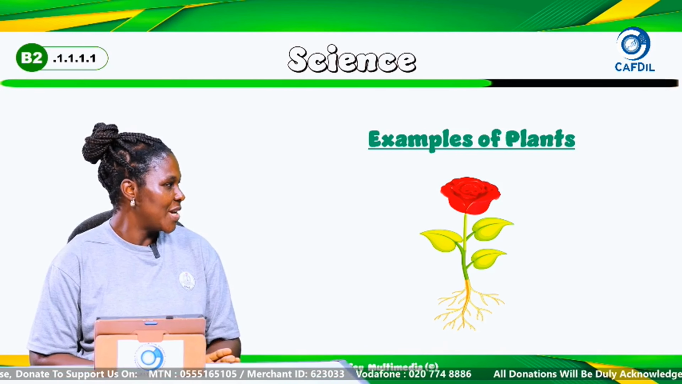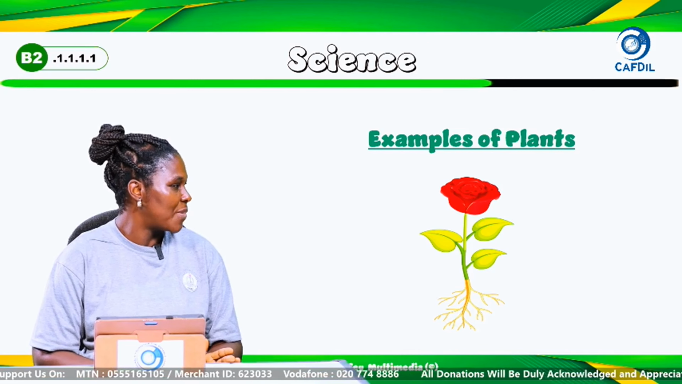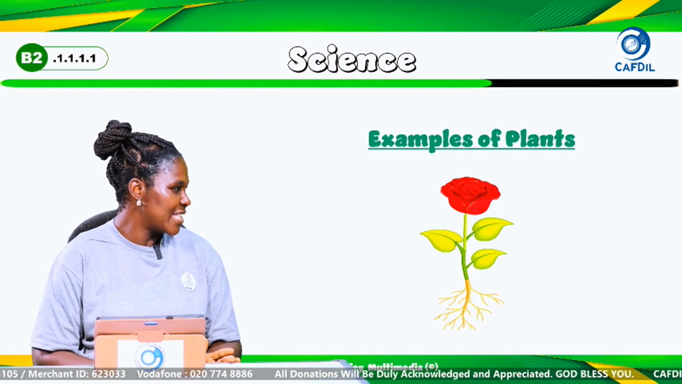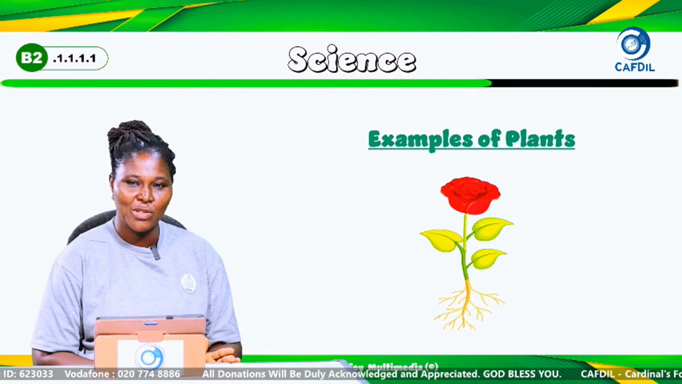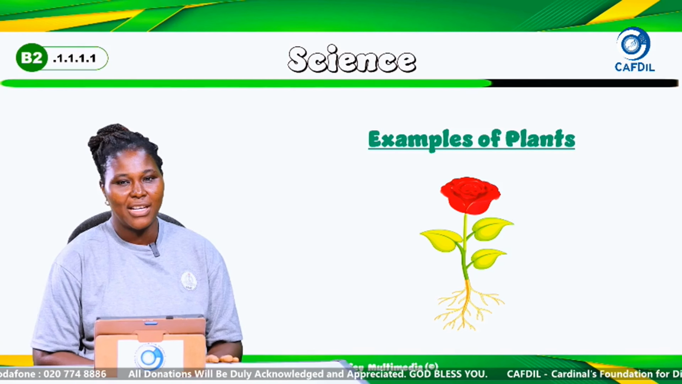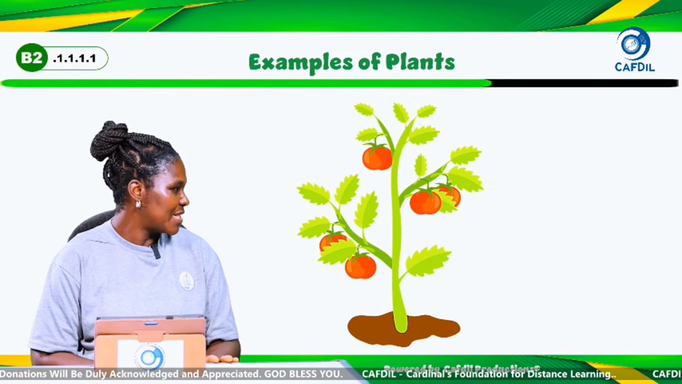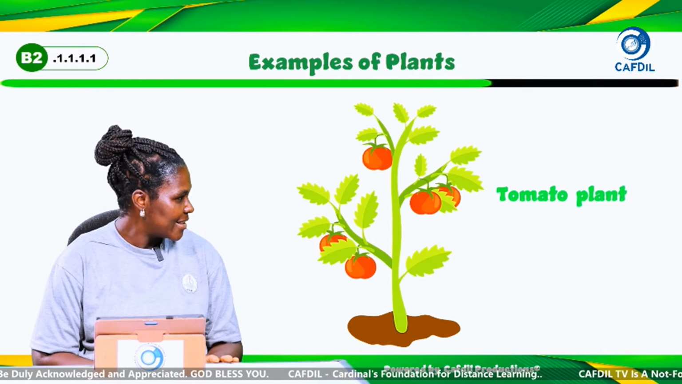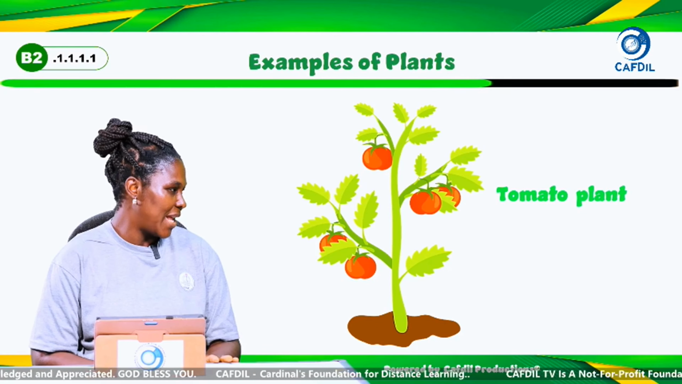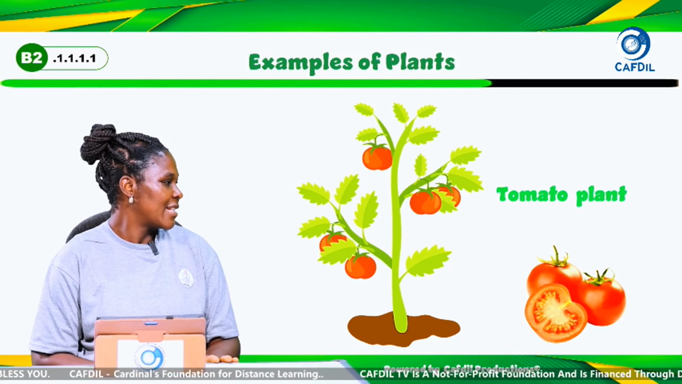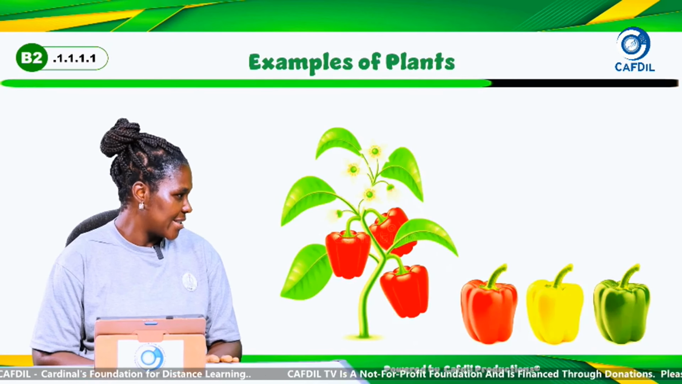Good. So let's start with examples of plants. You can see a plant on the screen. What plant is this? Now this is tomato plant. Yes, this is tomato plant.